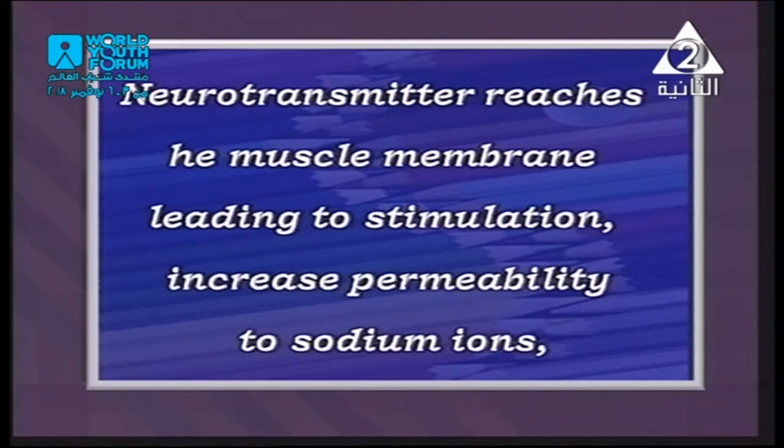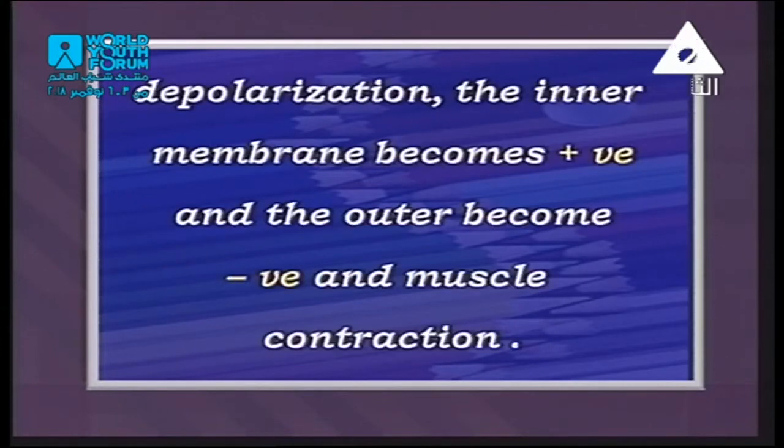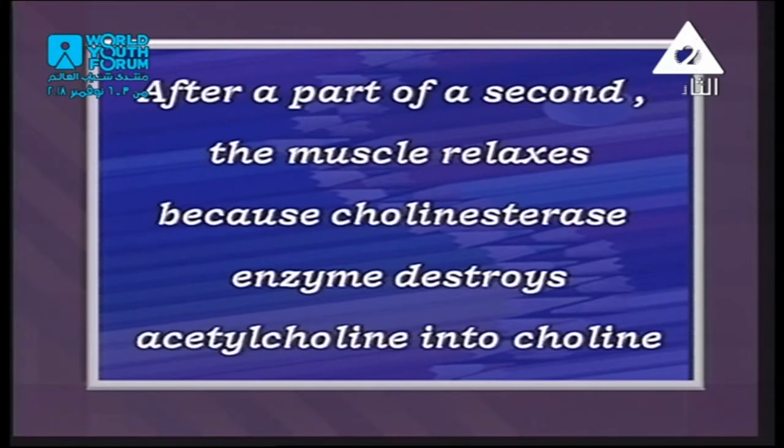After that, the neurotransmitter reaches the muscle membrane, leading to stimulation and an increase in the permeability to sodium ions, which enter. That causes depolarization, and the inner membrane becomes positively charged and the outer membrane becomes negatively charged, and the muscle contracts. After a part of a second, the muscle relaxes because of the cholinesterase enzyme.